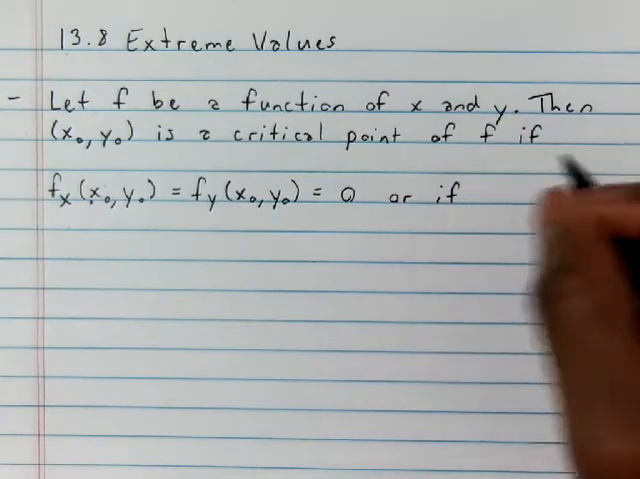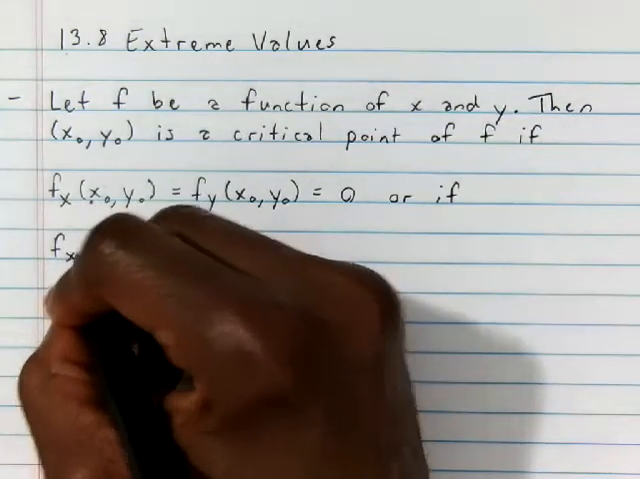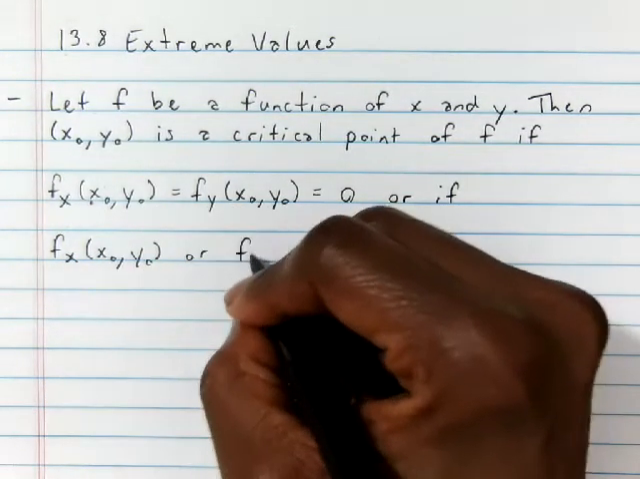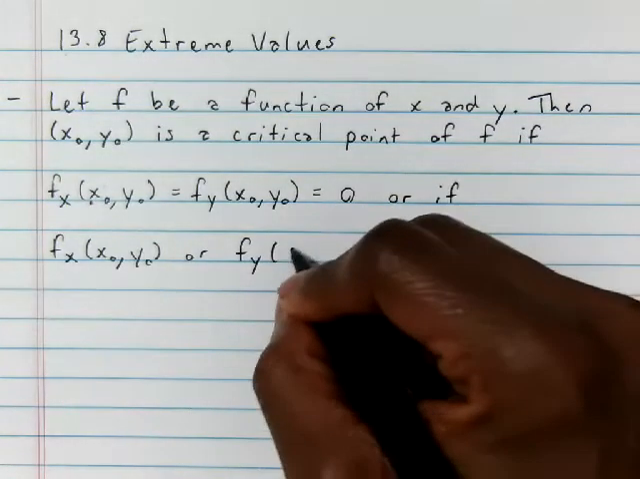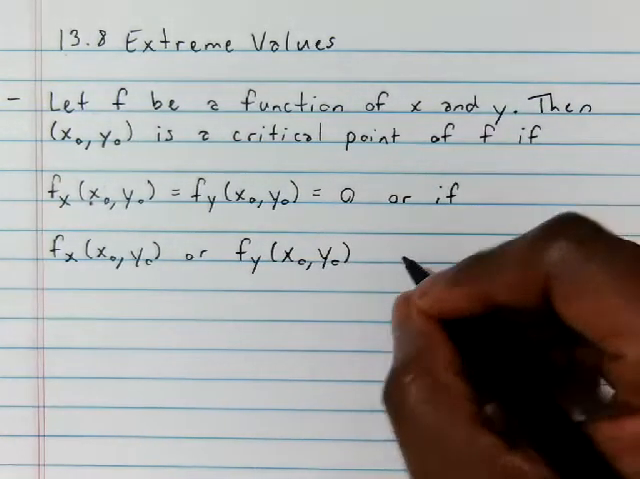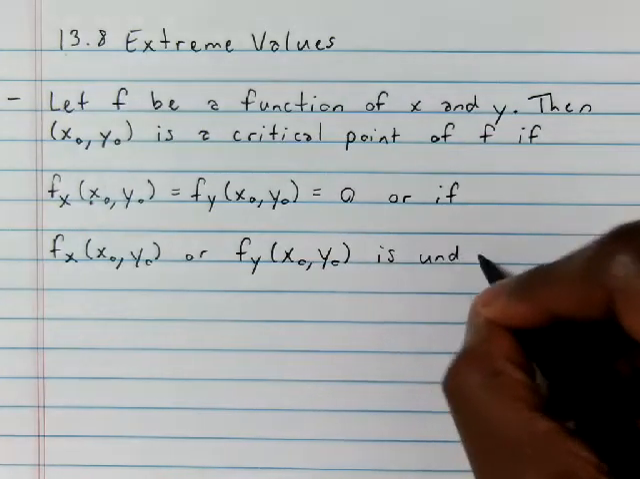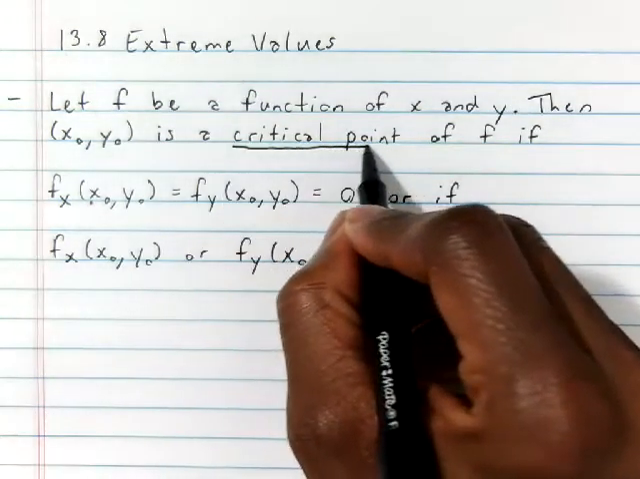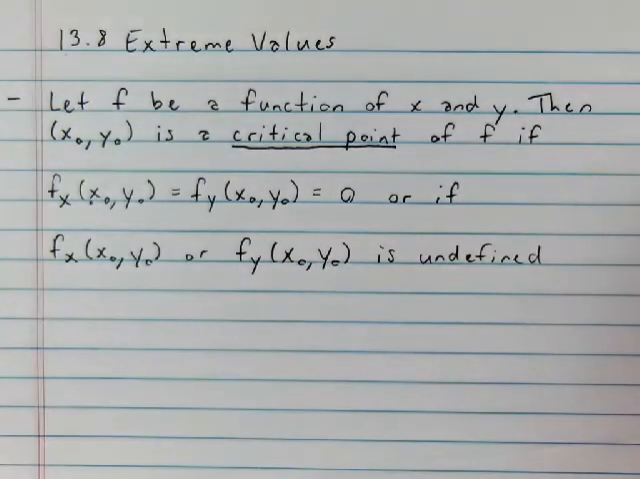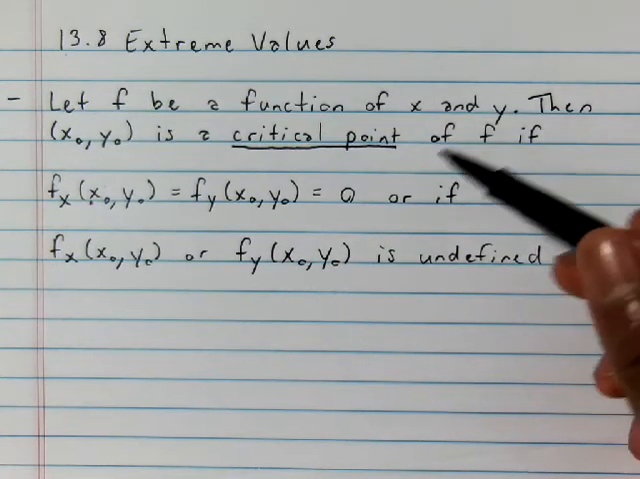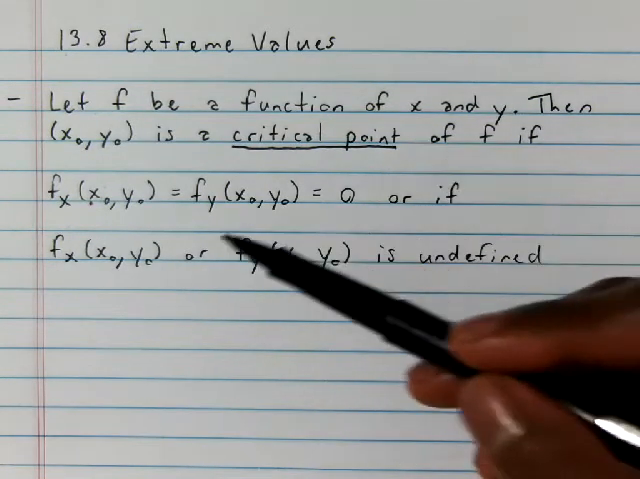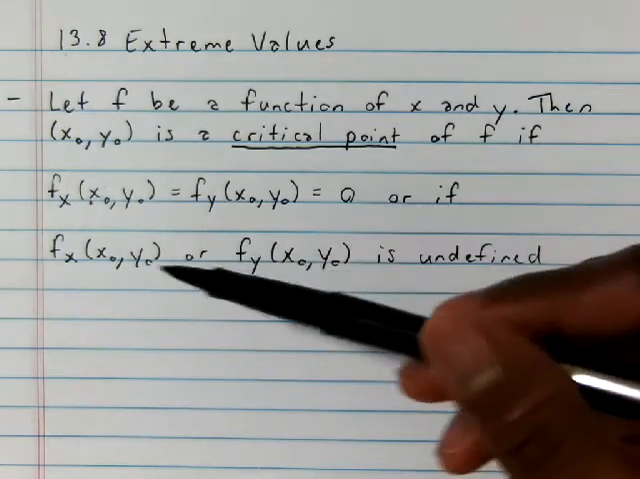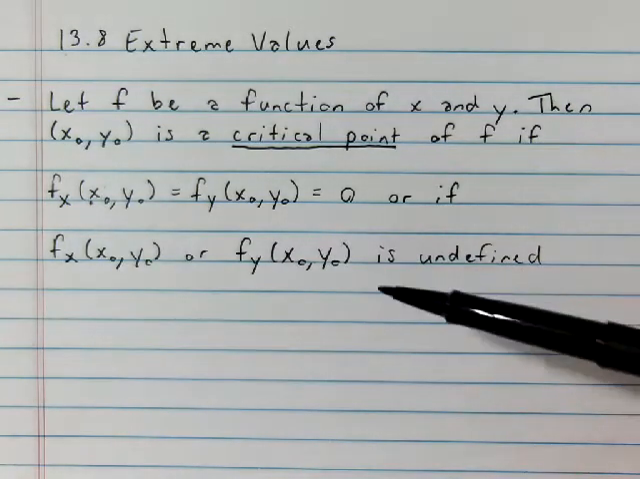Or if f sub x at (x naught, y naught) or f sub y at (x naught, y naught) is undefined. So our definition of critical point with a function of two variables aligns with the definition of critical point with a function of one variable. Your first partials are equal to 0, or your first partials at that point are undefined.